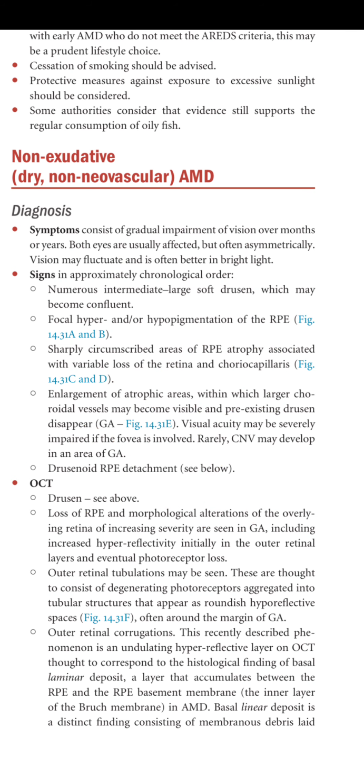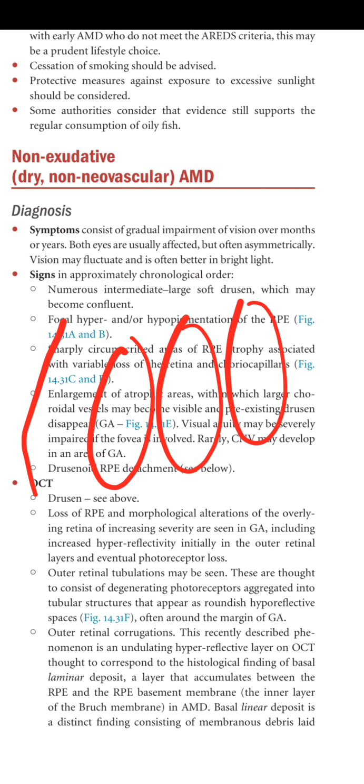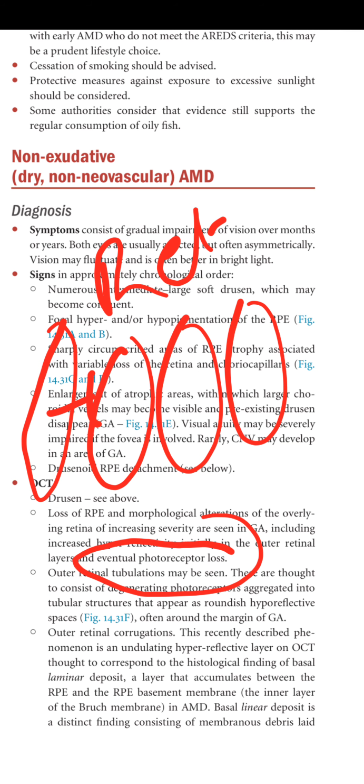Outer retinal tubulation may be seen. These are thought to consist of degenerating photoreceptors aggregated into tubular structures that often appear as roundish hyporeflective spaces, often around the margin of the geographic atrophy. So sometimes in the outer retinal area there are hyporeflective cysts present, which are known as outer retinal tubulation, which are basically the degenerating photoreceptors.